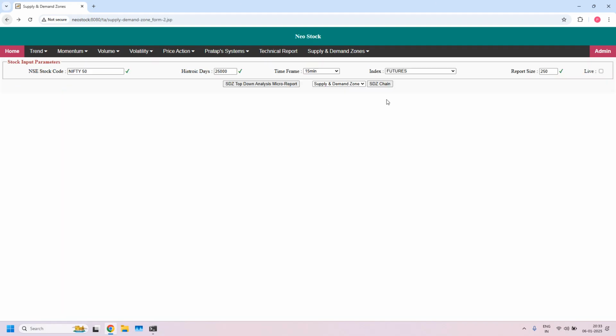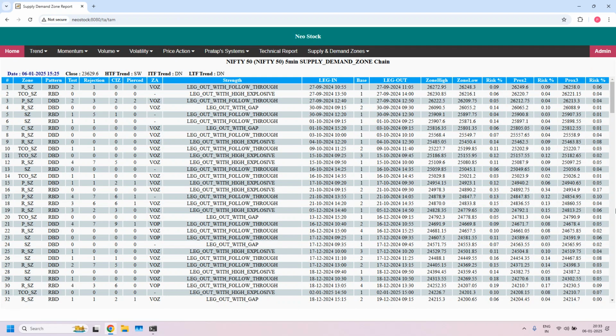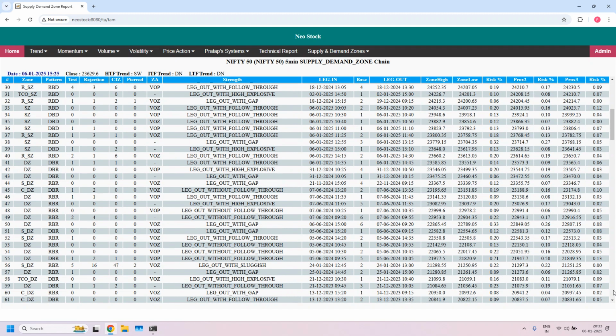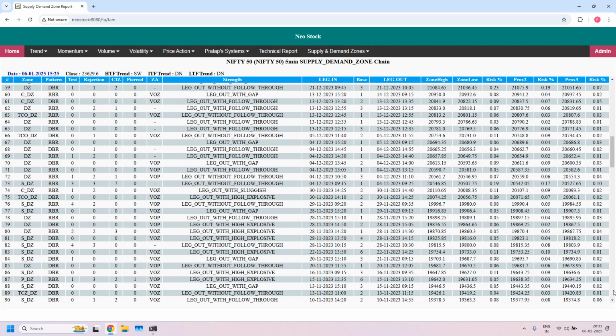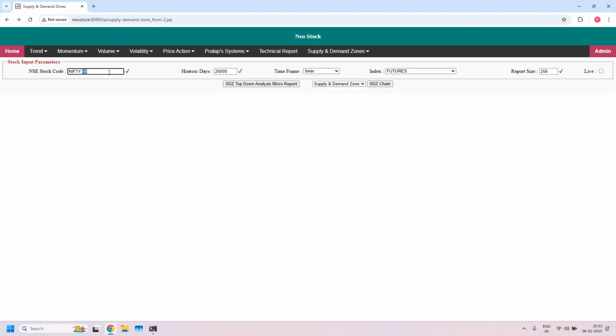Okay, next, 5 minutes supply demand zone chain for NIFTY. All are supply zones. I am scrolling the list down. Further scrolling the list down. Okay, this is about NIFTY supply demand zone chain. Next, BANKNIFTY supply demand zone chain. Changing the name to NIFTY Bank.